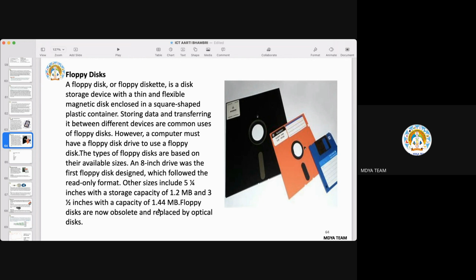But its storage capacity is very, very less, up to a few MBs. So they are obsolete, but you should know what it is and how it looks.